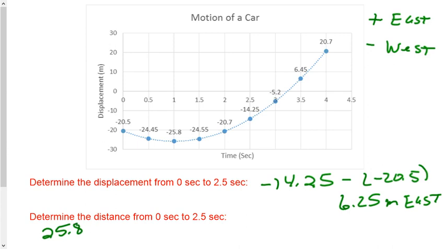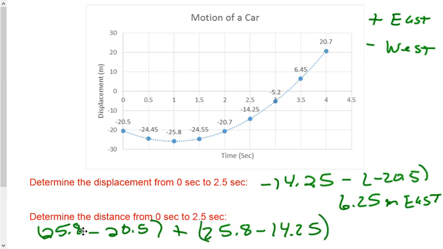So it's going to be 25.8 minus 20.5, and I'll put that in parentheses, plus, again, 25.8 minus 14.25, and I'll put that in parentheses. This is the distance along the first interval to our maximum displacement, and this is from maximum displacement back there. How far did I go through both of those motions? That equals 16.9 meters. And notice I will not write east or west or anything there, because once again, distance does not have any direction associated with it.